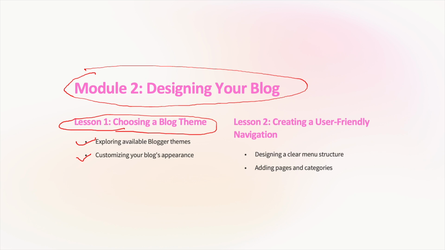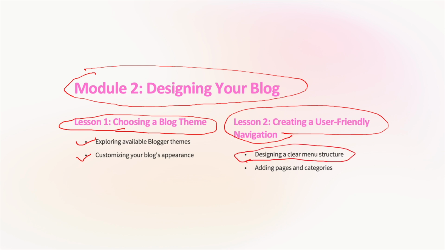In the second chapter we will see creating a user-friendly navigation. In that we will see how we can create a clear menu structure and what should be added in the menu. That will be discussed in the first point. In the second point we will see how we can add pages and categories to our blog. So this is all about module number 2.